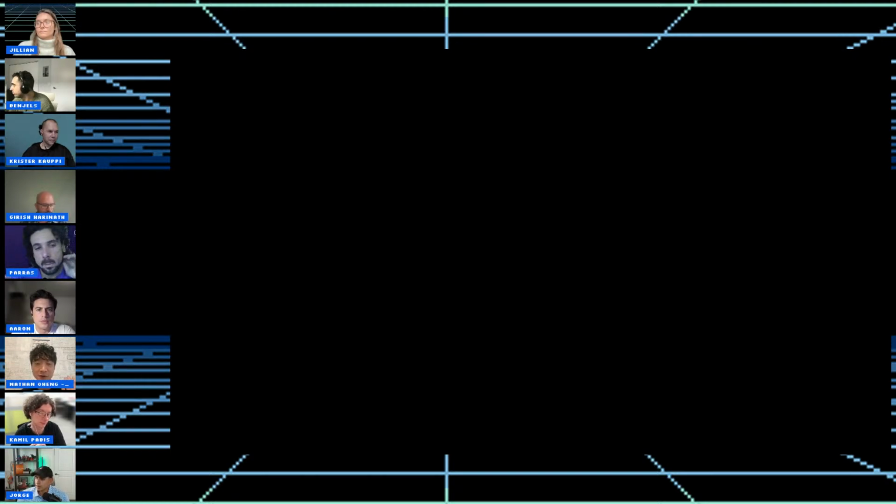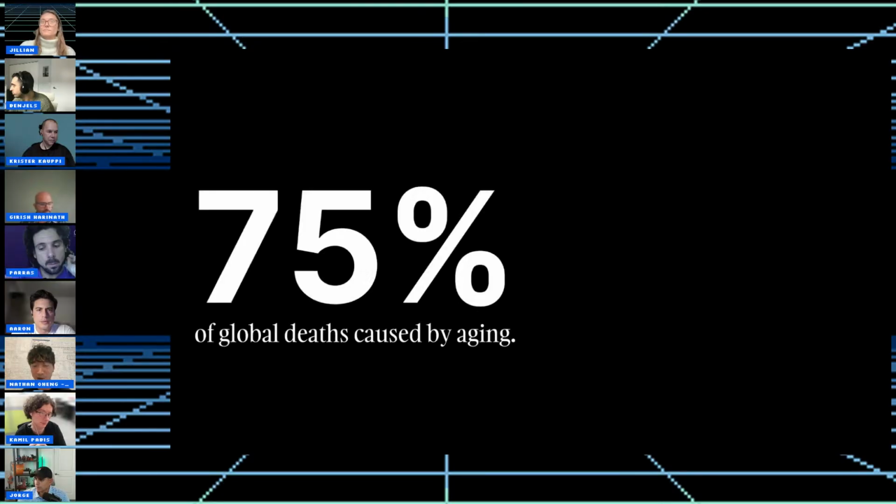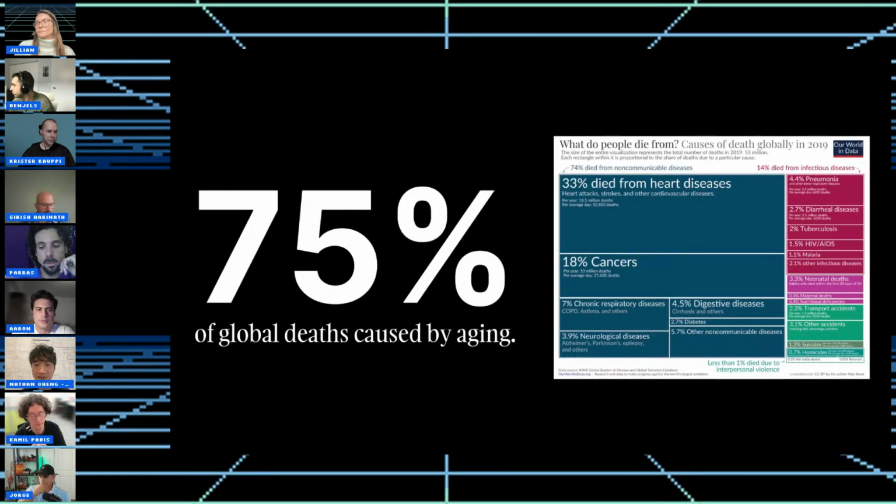And if you believe that, you might ask, okay, what is the thing that kills most people? Well, by far, it's aging, right? So 75% of deaths worldwide are caused by aging. And this basically comes in the form of things like age-related diseases, heart disease, cancer, Alzheimer's, et cetera, et cetera.